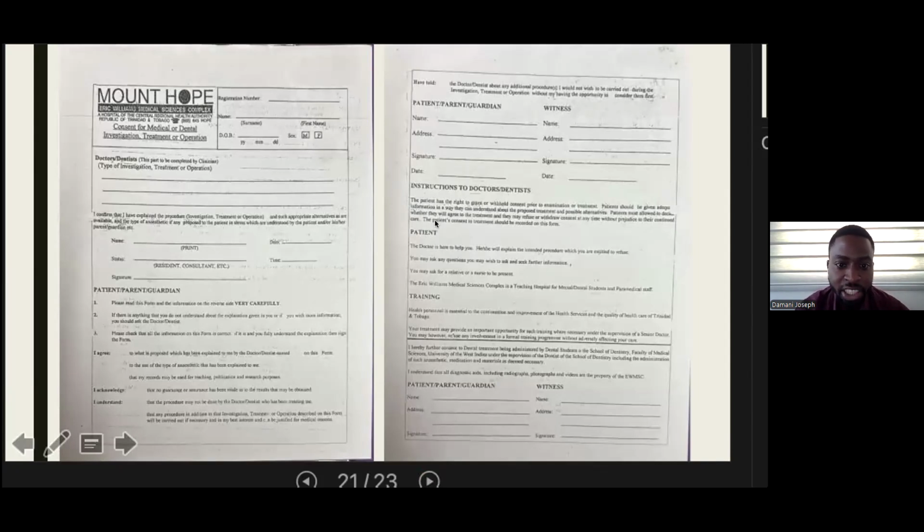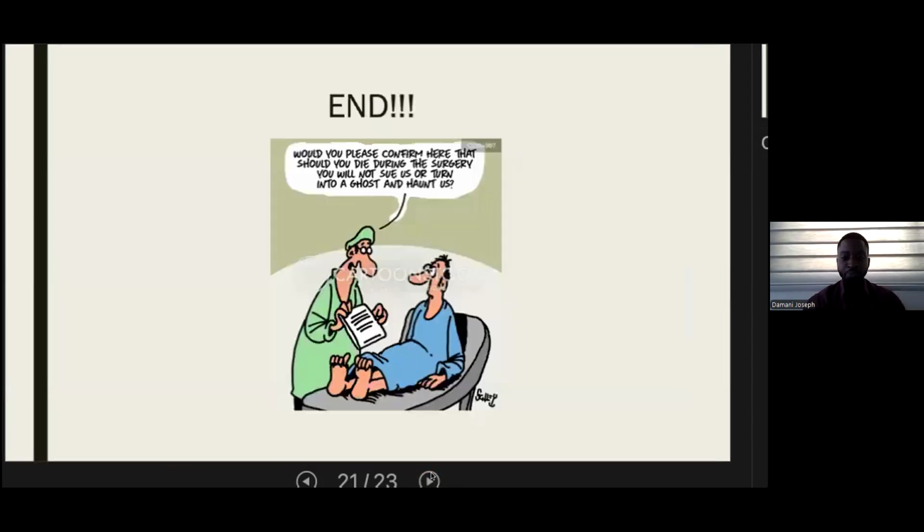So it states that the patient has the right to grant or withhold consent prior to examination or treatment. Patients should be given adequate information in a way that they can understand about the proposed treatment and possible alternatives. So patients are allowed to decide whether they will agree to the treatment, and they may refuse or withdraw consent at any time without prejudice to their continued care. The patient's consent to treatment should be recorded on this form. So I thought that was interesting to include.